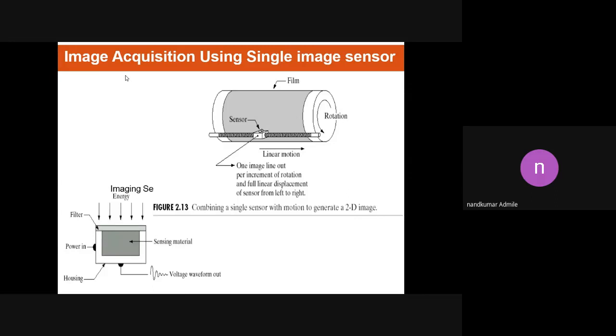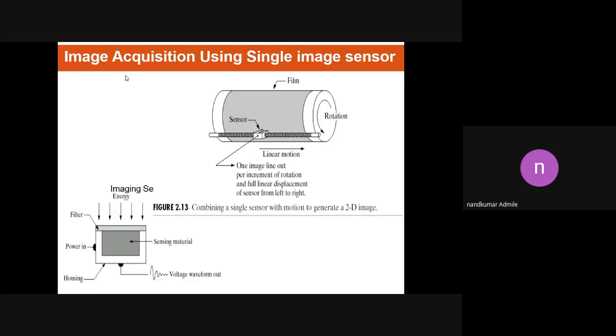On that one sensor we put a rod, and that rod has a linear motion, so it has an x-direction motion. The cylindrical drum, which is continuously rotating, provides the other direction. In this way we get two directions, two displacements. But the basic disadvantage of this first method is that the process of representing the image is slow.